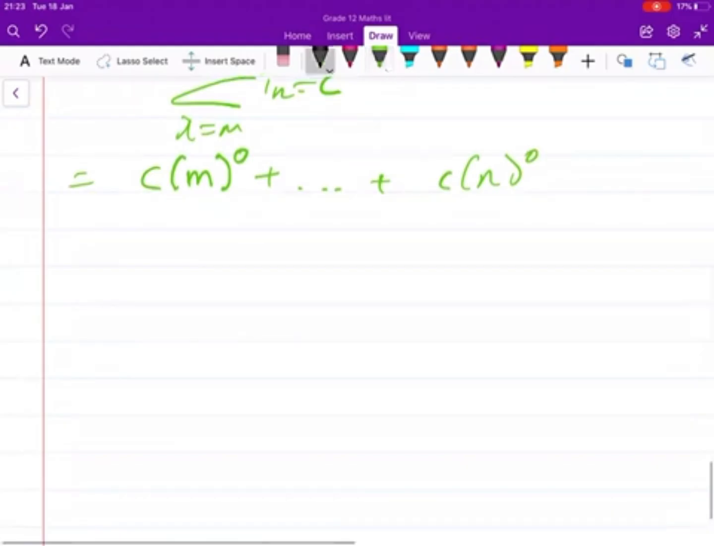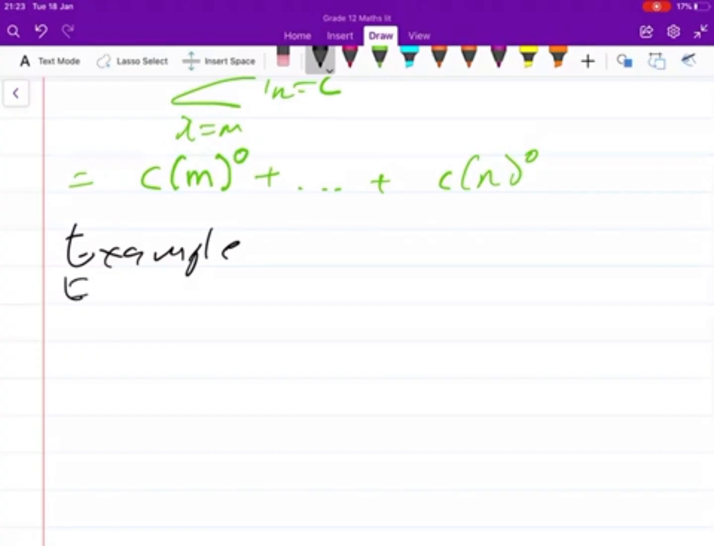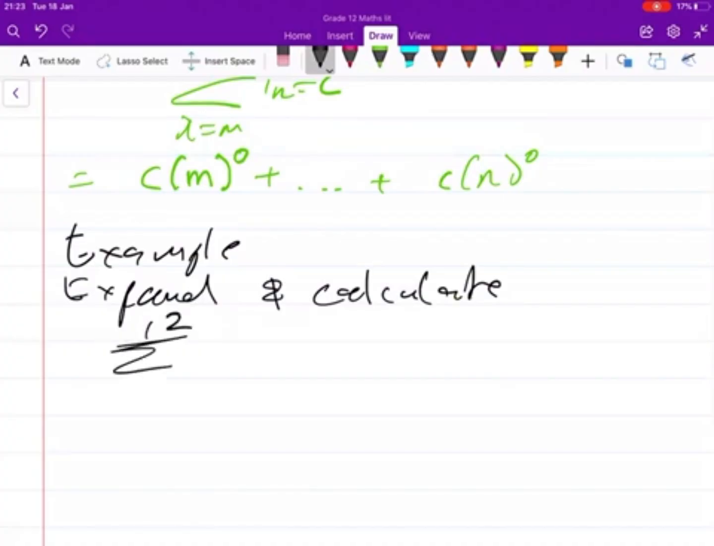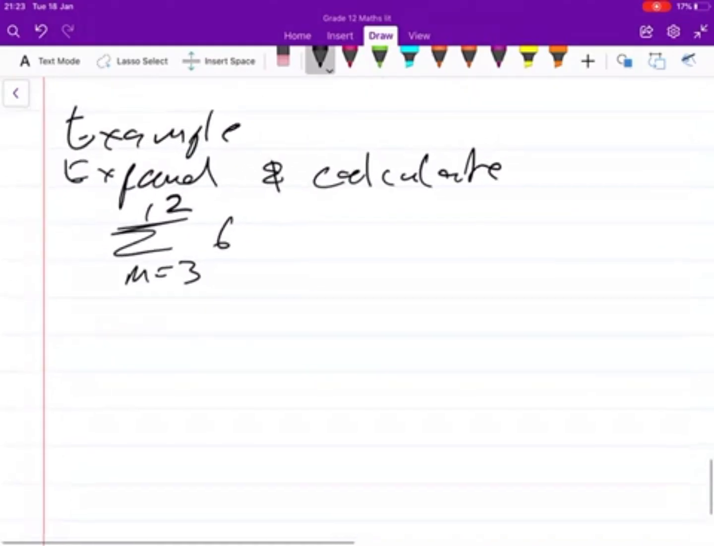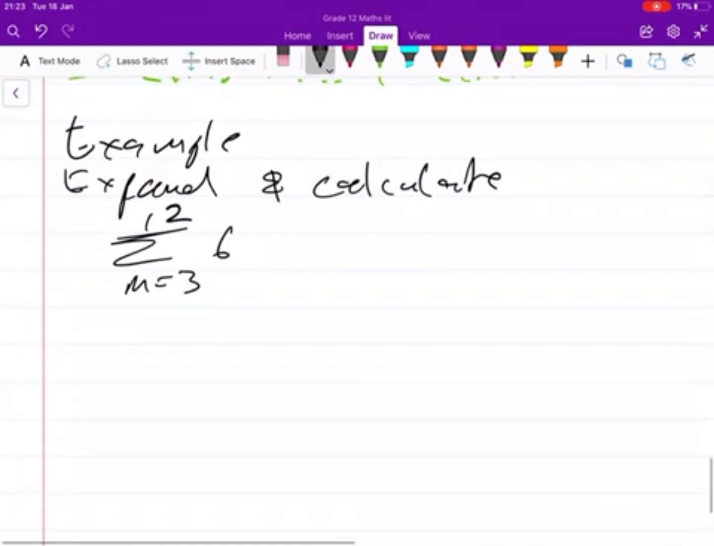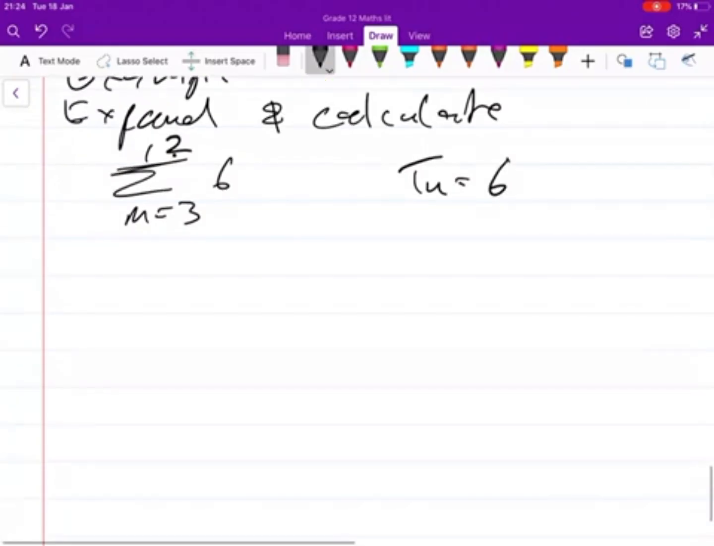All right, let's demonstrate that in an example. I will say to you, expand and calculate, and I will give you 12, m equals 3 and 6. Where does it begin? It begins at 3. Where does it end? It ends at 12. Numbers in between: 3, 4, 5, 6, 7, 8, 9, 10, 11, 12. What is the general formula? Tn equals 6.